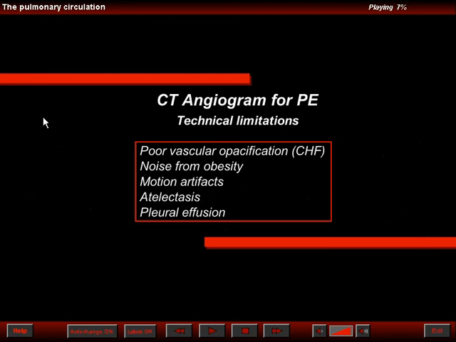Technical limitations of CT angiography for pulmonary embolism include the poor vascular opacification seen in patients with congestive heart failure, the noise that results from obesity, motion artifacts, atelectasis with crowded pulmonary arteries, and the presence of pleural effusion.